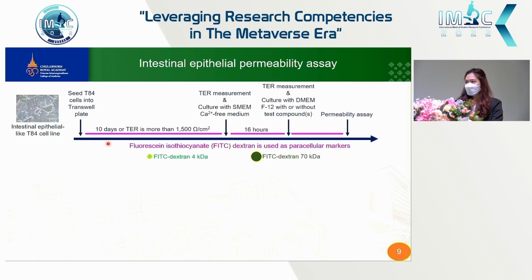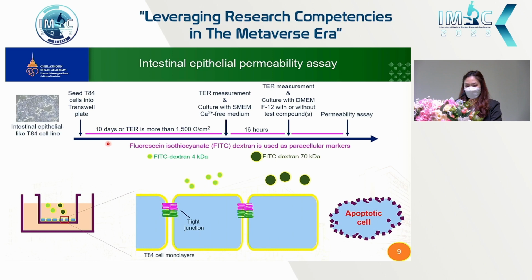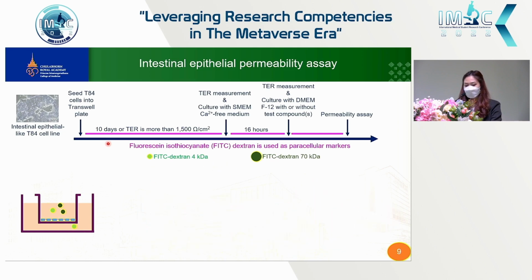However, TER does not fully represent the permeability pathway because a TER drop could be due to either tight junction leak or apoptosis. Therefore, we need the permeability assay to identify the paracellular pathways. We insert a probe into the apical membrane, and if tight junction is intact, dextran cannot pass through. In the case of tight junction leak, only 4K Dalton dextran can pass through. And in the case of apoptosis, both will be able to pass through. If dextran 4K Dalton can move through to the basal chamber, we can collect samples from there and measure the fluorescent signals.